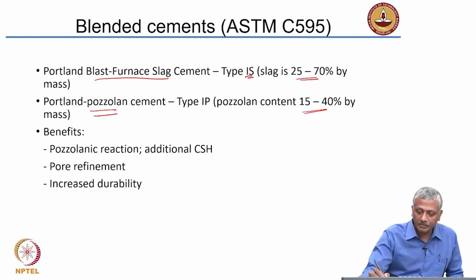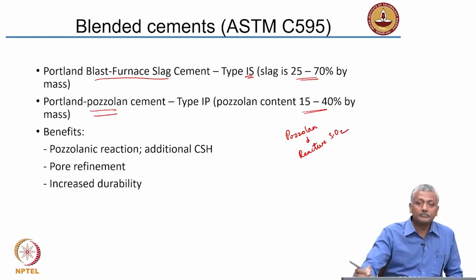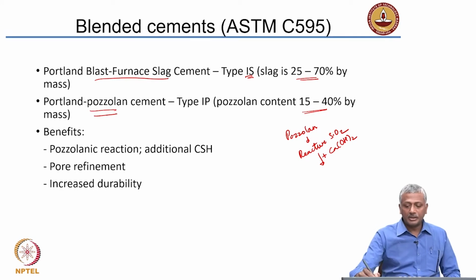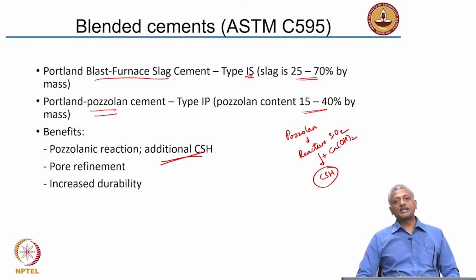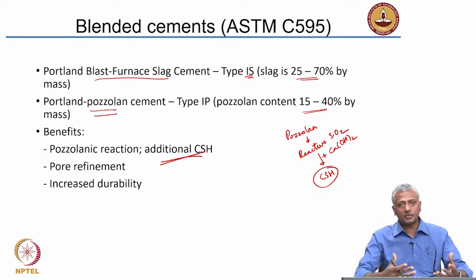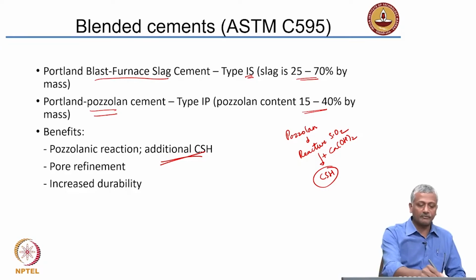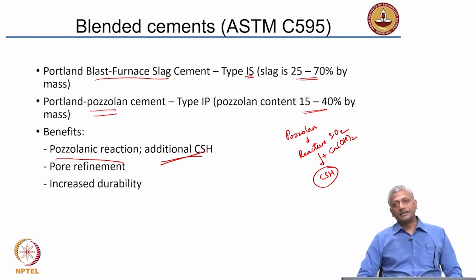A pozzolan is nothing but reactive silica. So, this combines with the calcium hydroxide that forms from the reaction of cement hydration to produce more CSH. That's what the pozzolan does. It basically combines with the calcium hydroxide to produce more CSH. And this reaction is obviously called the pozzolanic reaction.